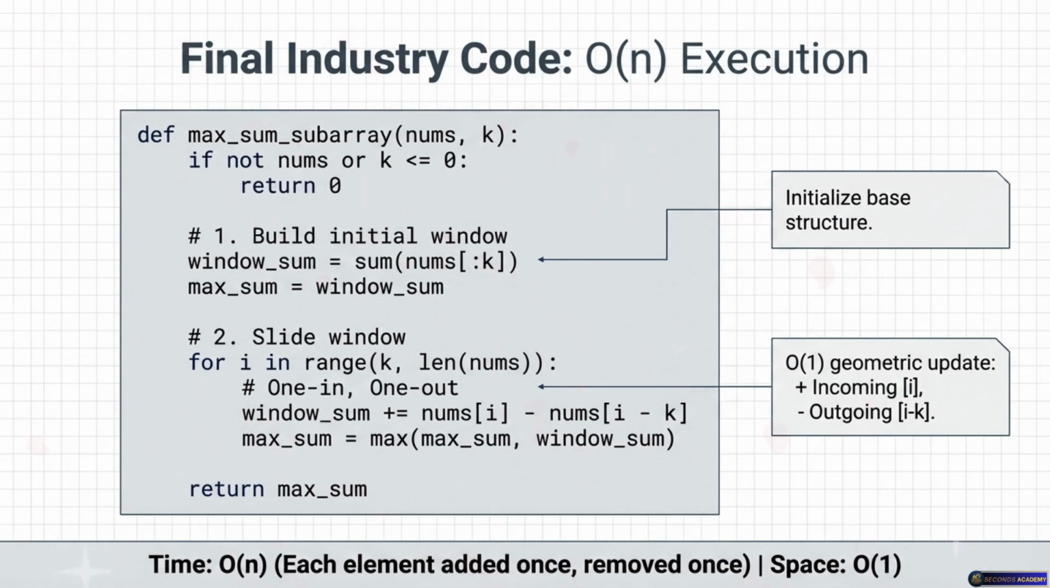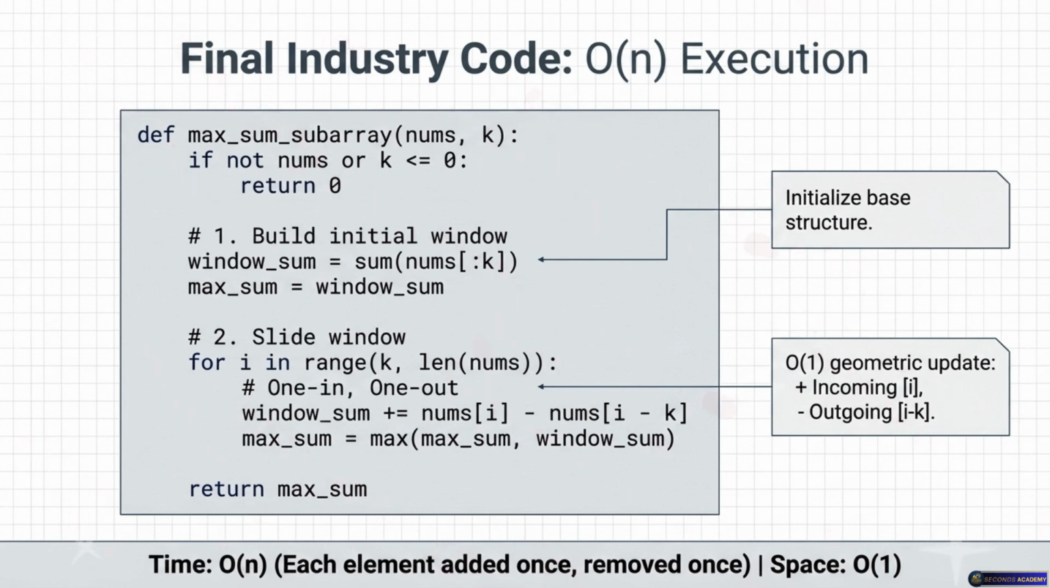i becomes 4, which is the value 3. We add 3 to our sum of 7, giving us 10. And we subtract the element at 4 minus 3, which is index 1. The value is 1. So 10 minus 1 is 9. That is larger than our maximum of 8, so maximum updates to 9. Spot on. And we do one final iteration for the last element, the 2. Add 2 to 9, getting 11. Subtract the outgoing element at index 2, which is 5. 11 minus 5 is 6. And 9 is still our highest, so the loop terminates, we return 9.